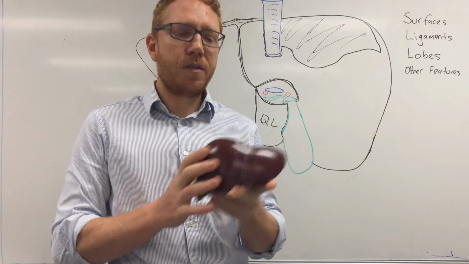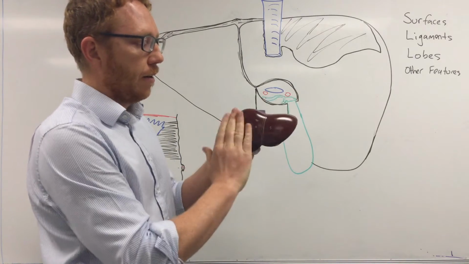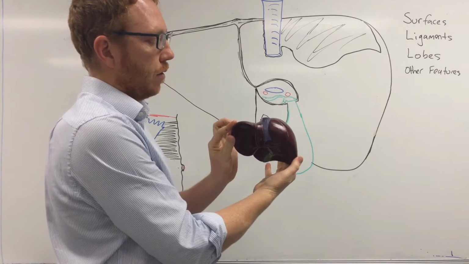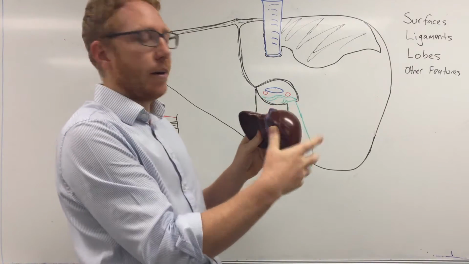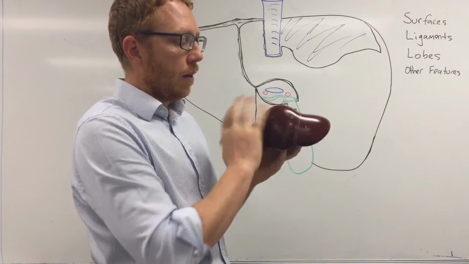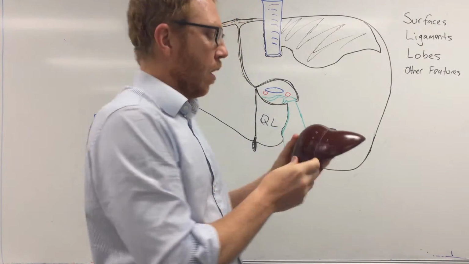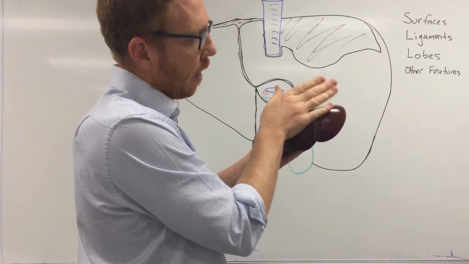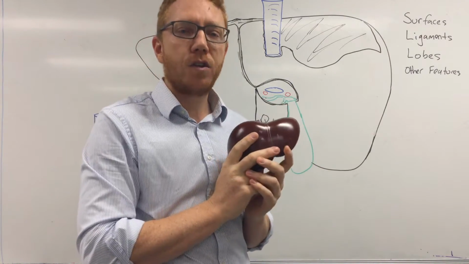In terms of the surfaces, let's first look at the front surface. So this is the anterior aspect, this is the posterior. You can see this structure running through the back, that's the inferior vena cava. So swinging the liver around to the front, how it would be sitting in our abdomen, we've got the superior and anterior surface. This is all known as the diaphragmatic surface.